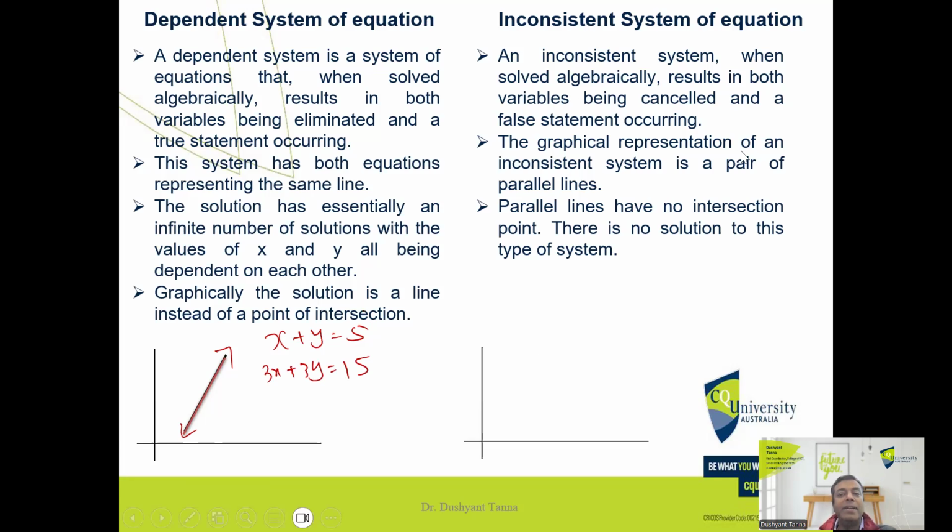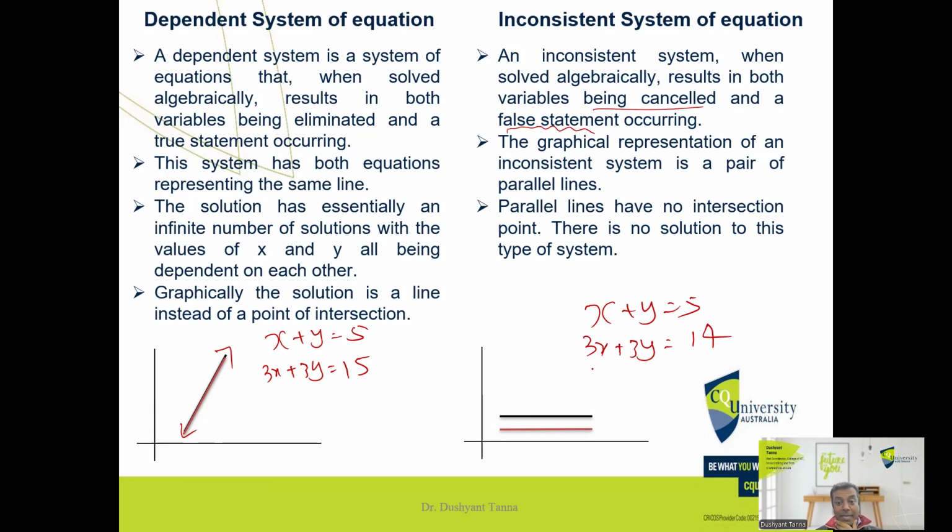So what happens? The graphical representation of an inconsistent system is a pair of parallel lines. See how they look. No intersection point. The first line and the second are parallel lines. For example, in general, x plus y is 5 and 3x plus 3y is 14. When you try to eliminate, you will get 0 is equal to 1. x and y both gone. Both of them are cancelled and a false statement happens.